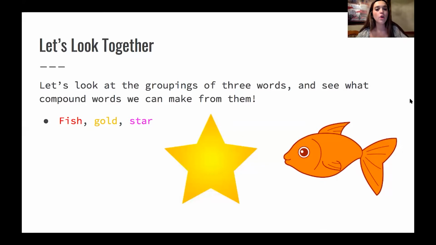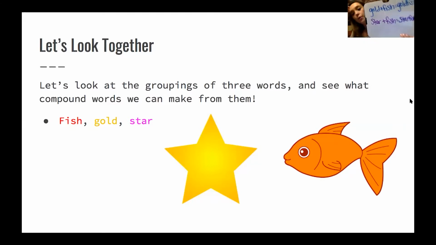Let's see. Gold star, star gold. Are those words? No, they are not words. Gold star is maybe describing like a gold star, but it is not actually one compound word. What our compound word is going to be is starfish. Starfish. So I'm going to write that down on here. Star plus fish equals starfish. Okay. So we have star plus fish equals starfish.